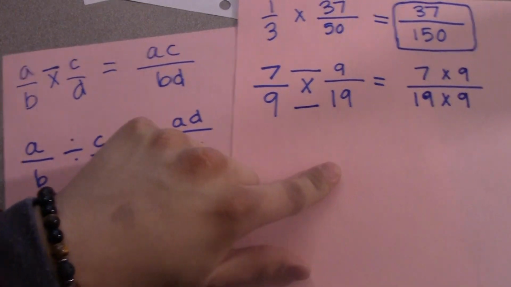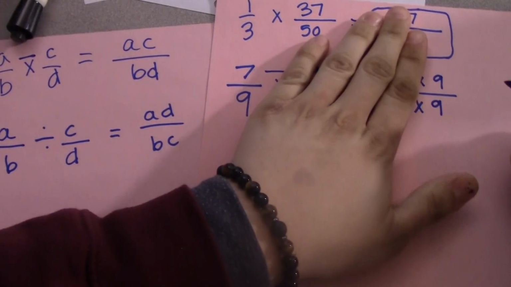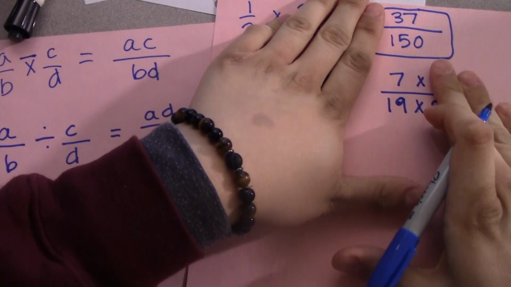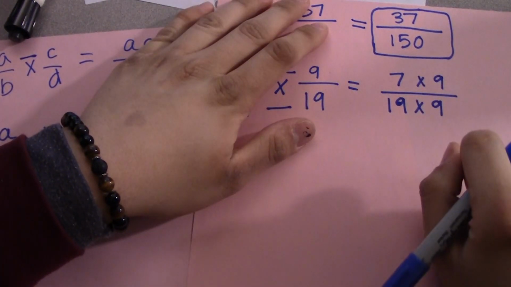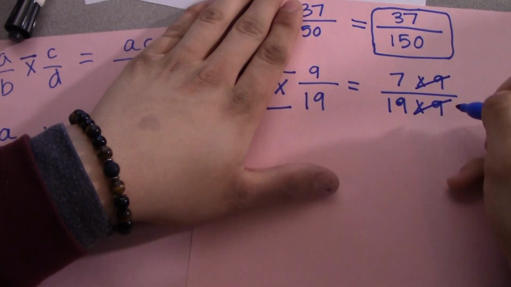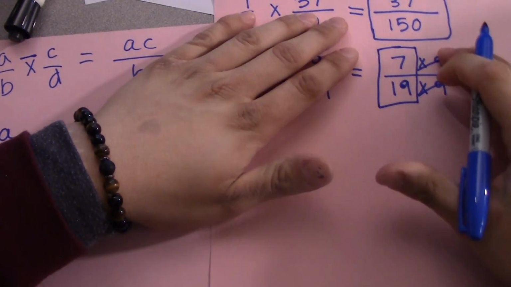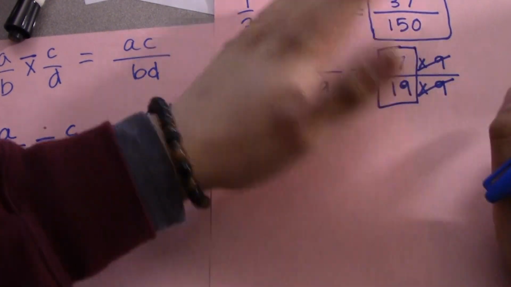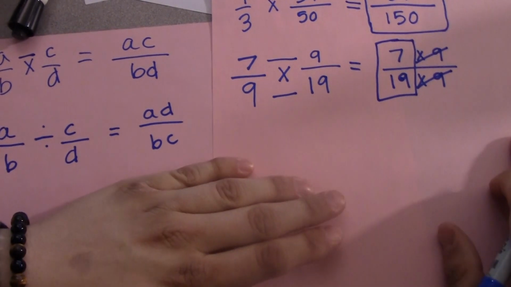If I multiply something by 9, and then I divide it by 9, if I have 9 over 9, that's 1. And if I multiply this 1 times any fraction, it's just going to be itself. So because of this, the answer would just be 7/19, because I'm multiplying it by 9, but then I'm dividing it by 9 as well. So I'm just doing work for nothing.